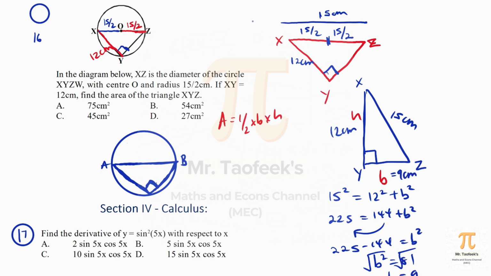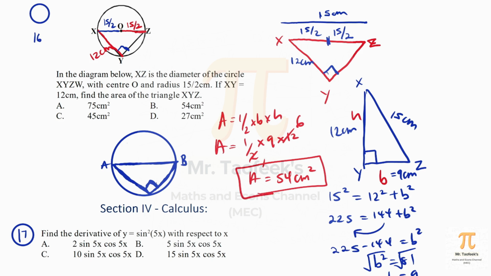And now to work out the area, all I have to do is just what? Half times base times height. So my area is going to be 1 over 2 times the base, which is 9, times the height, which is 12. 2 here 1, 2 here 6. 9 times 6 should be 54. So A is equal to 54 centimeters squared. The area of the triangle is 54 centimeters squared. And our answer is B.